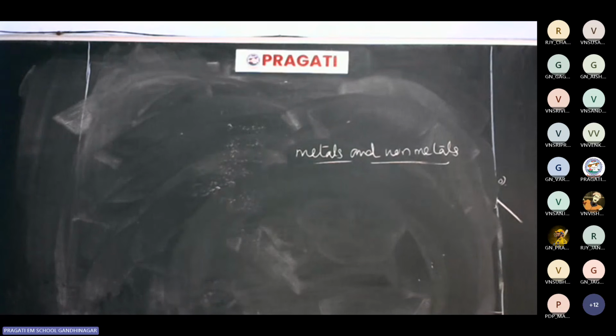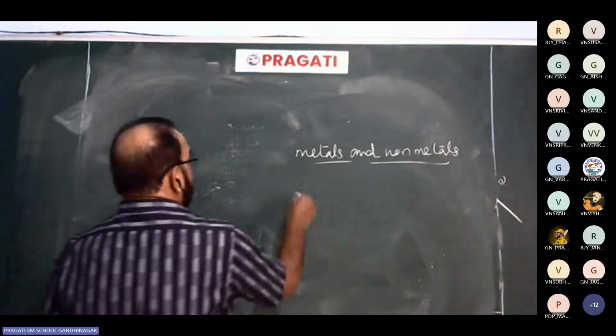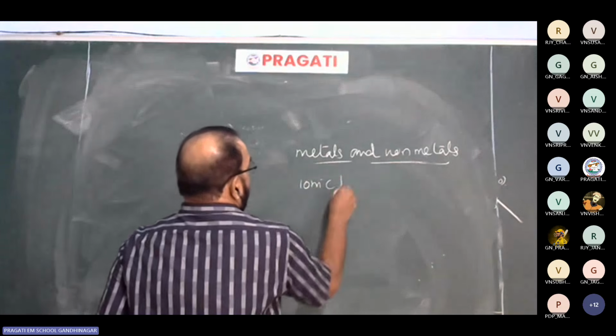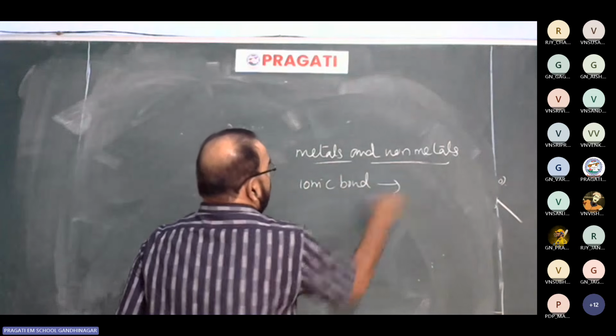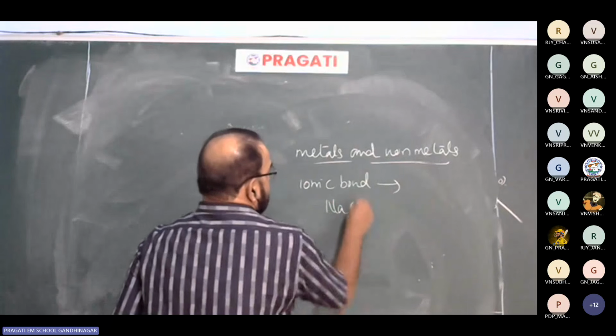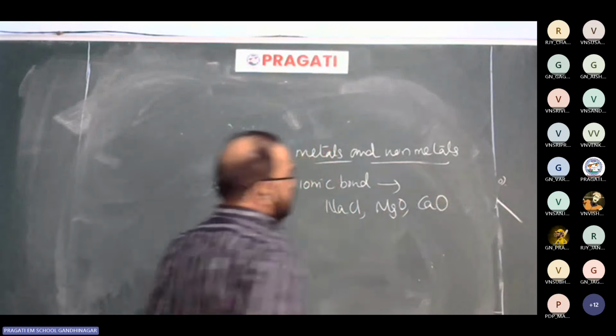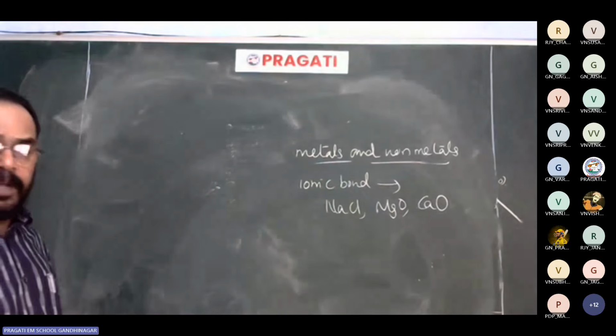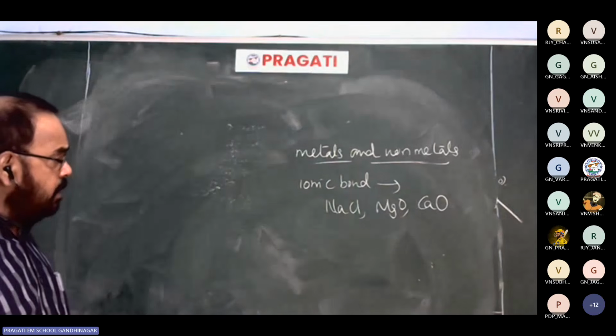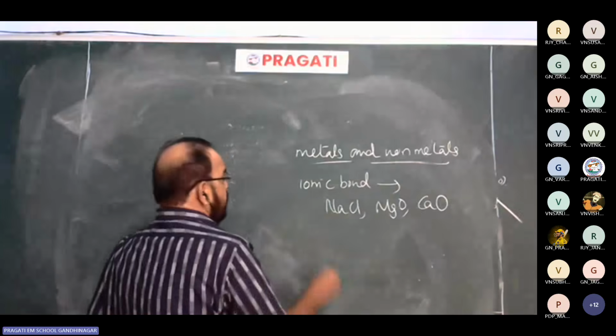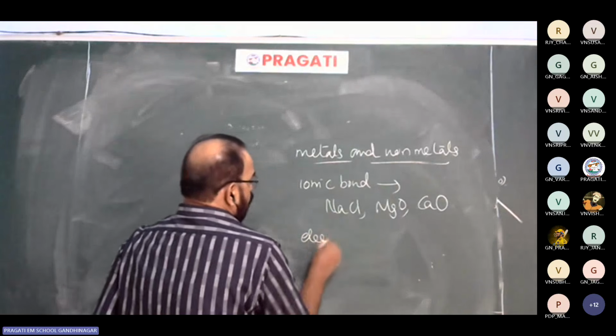Next in that chapter, it is the formation of ionic bond. Formation of ionic bond. Especially you study NaCl, MgO, CaO. These three formations they can ask in the 4-mark section. Or even next, you have to study the electron dot formula.